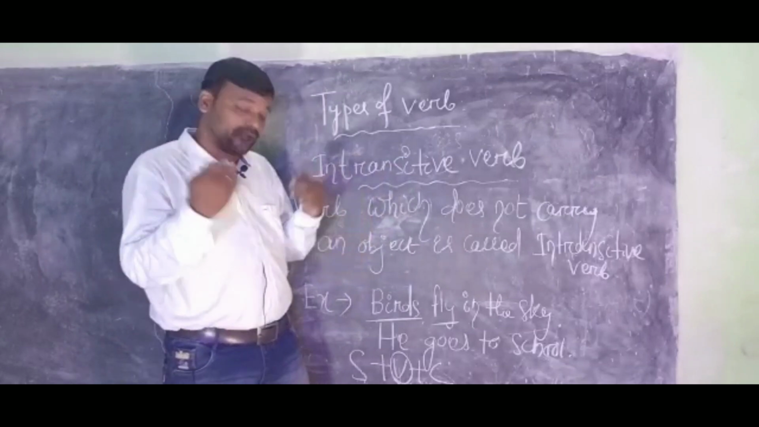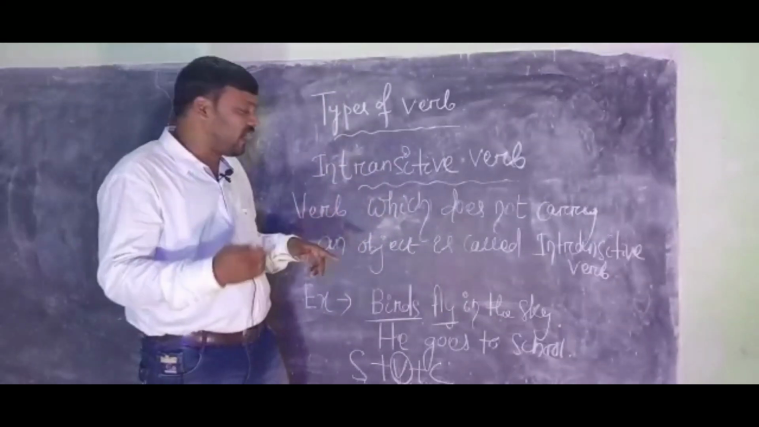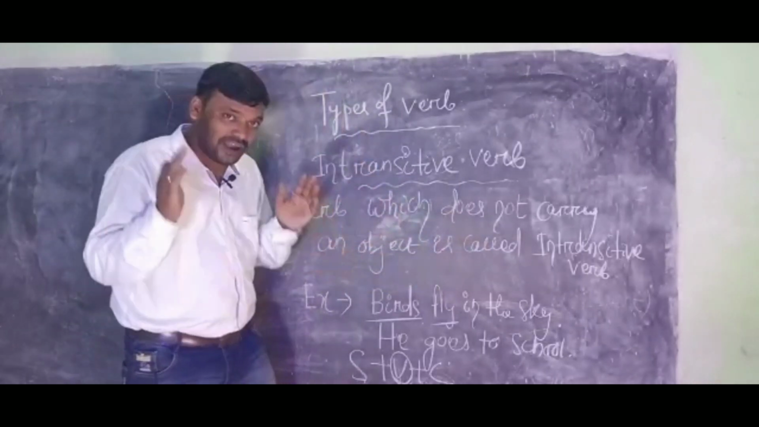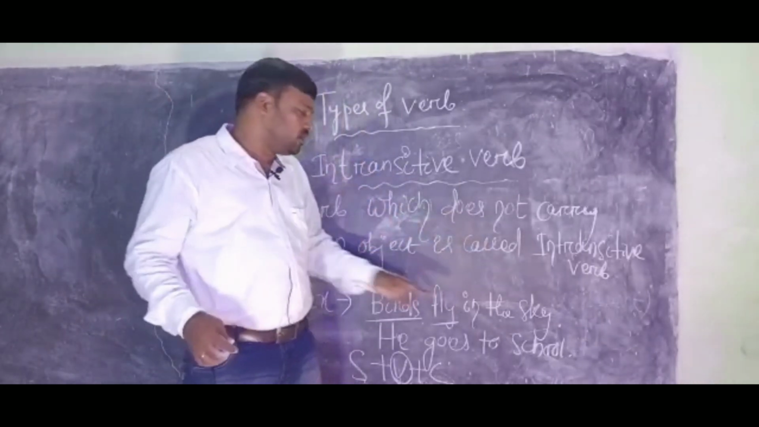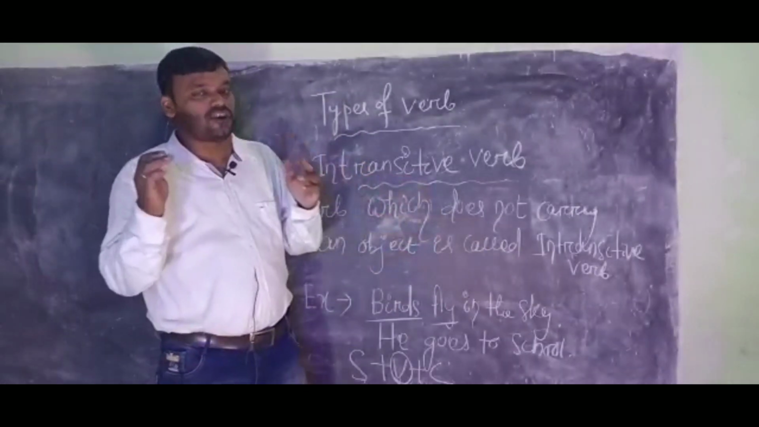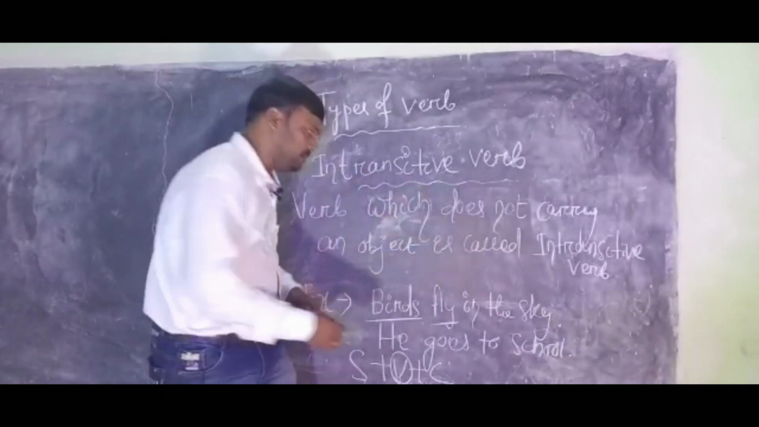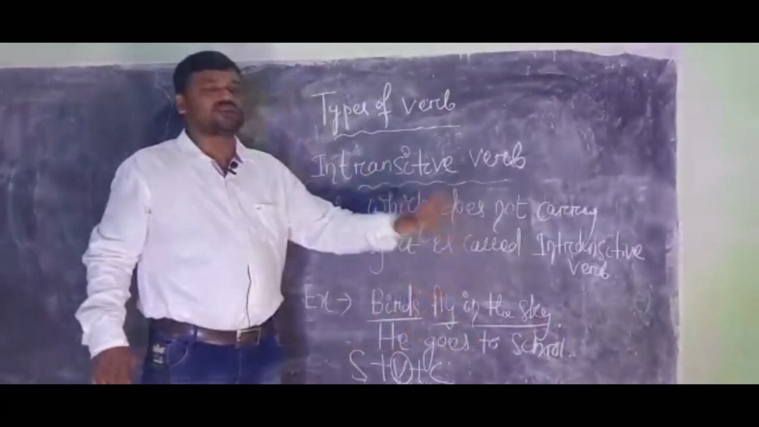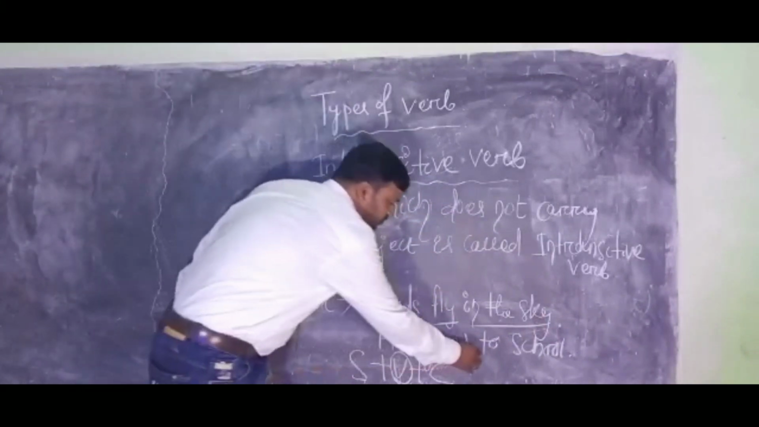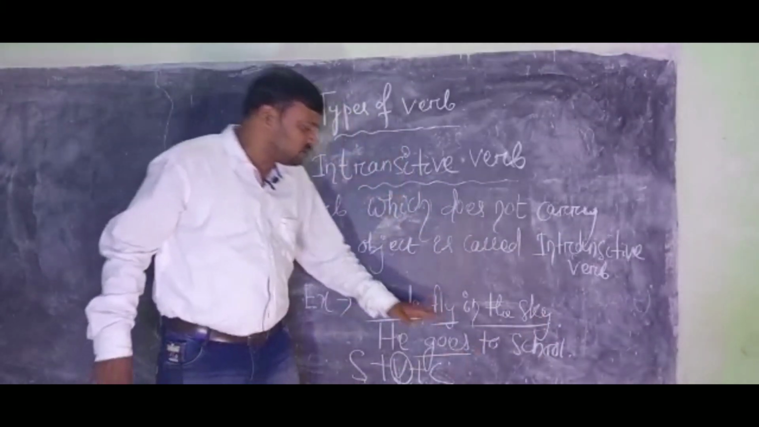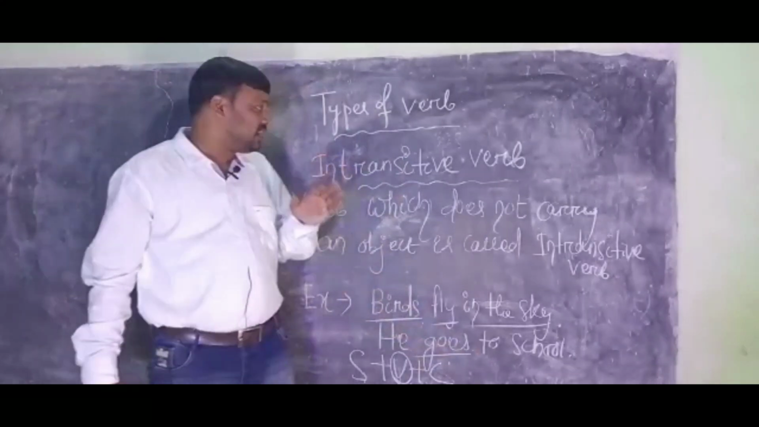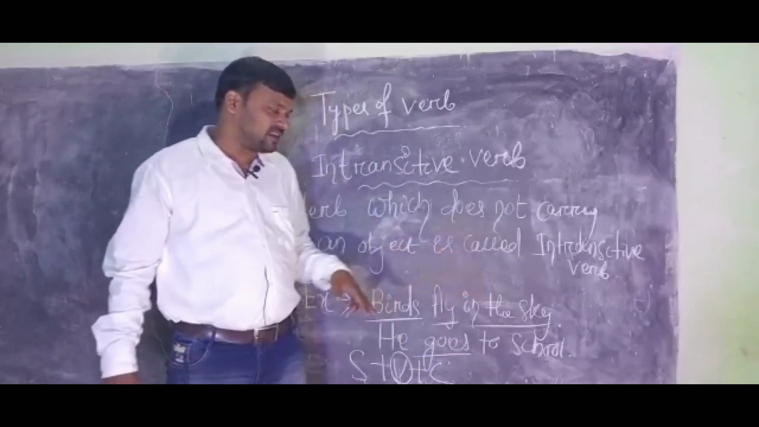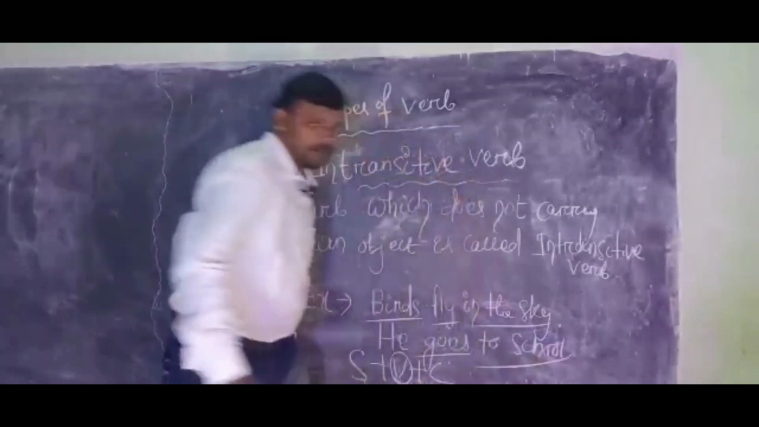If we ask where do birds fly, then we'll get our answer. But we can't use where to find out an object. So in the sky is not an object but a complement here. Another example: he goes to the school. Here goes is your verb, and it is also called the intransitive verb, because here there is no object, and this part is your complement.